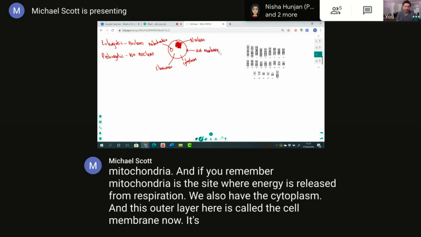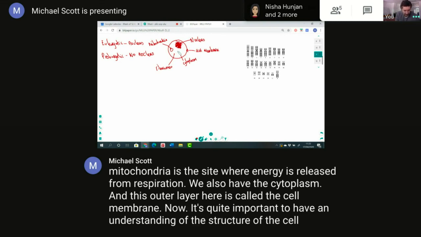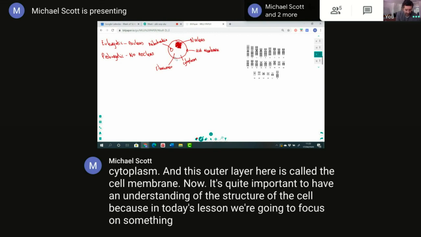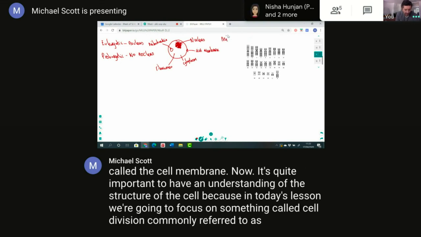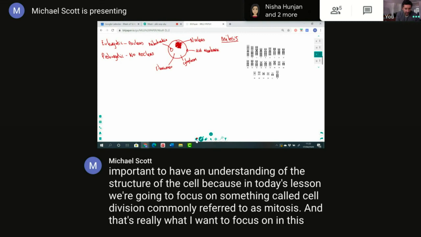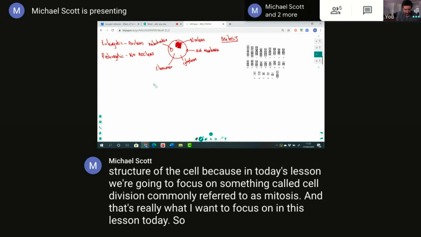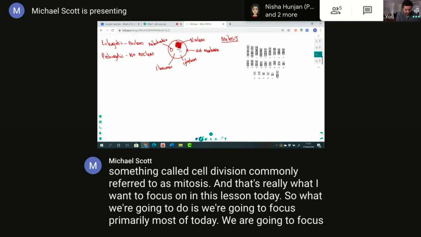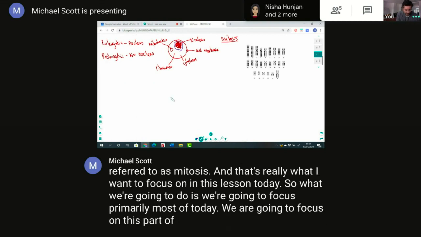Now, it's quite important to have an understanding of the structure of the cell, because in today's lesson, we're going to focus on something called cell division, commonly referred to as mitosis. That's really what I want to focus on in this lesson today. Most of today, we're going to focus on this part of the cell, which is the nucleus.